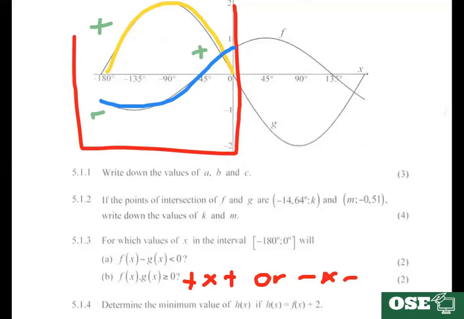Yes. Is there a point where both f and g are negative? Where they are both below the x-axis? No, there isn't. Ne? So that means the answer we're looking for does not have two negatives. Ne? But is there a point where both g and f are positive? Yes. Where are they both positive? Between which two values are they both positive?